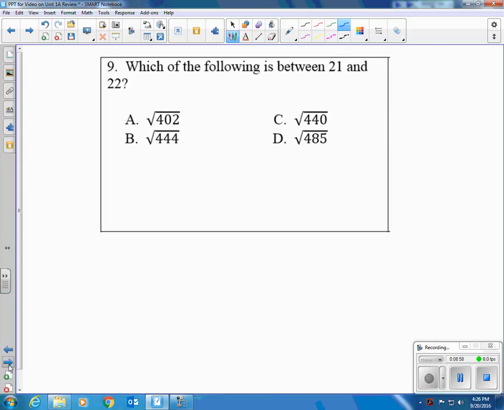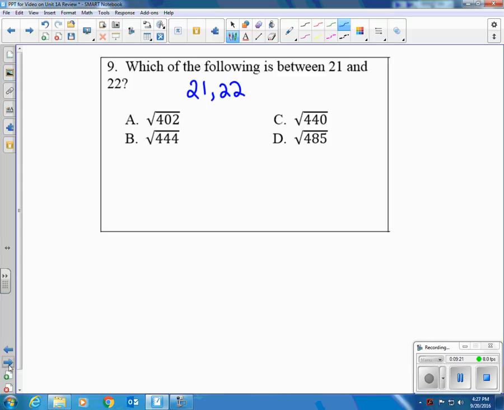Number 9 asks, which of the following is between 21 and 22 as far as your answers? Now remember, when you're trying to find the square root of something that's not a perfect square, it's always going to be between two consecutive whole numbers. And that's what 21 and 22 is. 21, and then the next number is 22. That means consecutive. They're both whole numbers.